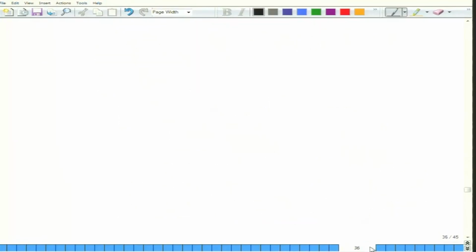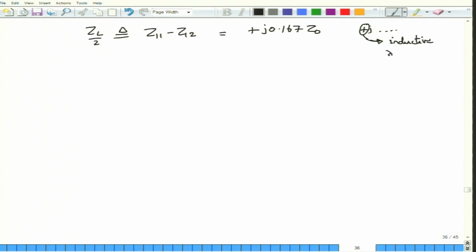So, what is ZL now? ZL by 2 is actually just denoting that quantity of Z11 minus Z12. This turns out to be plus J 0.167 Z0, and you notice that we have a plus J something term over here, and this plus J indicates that for this particular frequency or this particular wavelength, this block is actually acting like an inductor, giving rise to an inductive reactance. Okay. So, you have an inductive reactance.